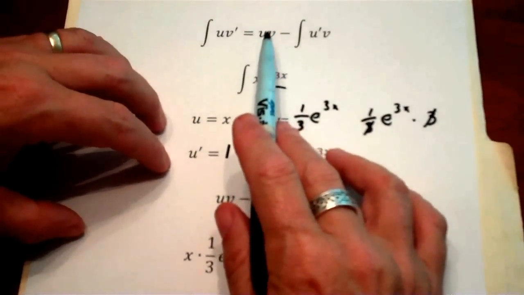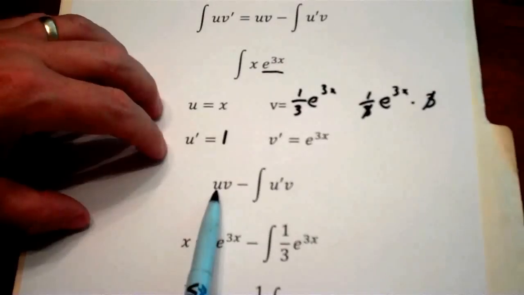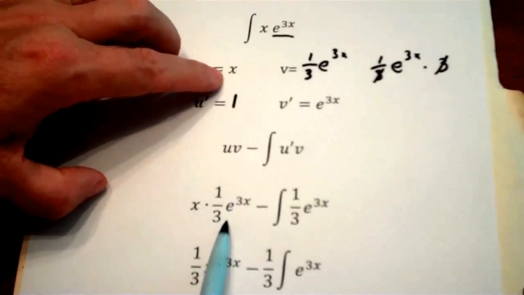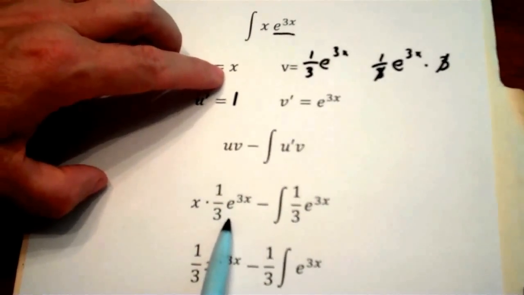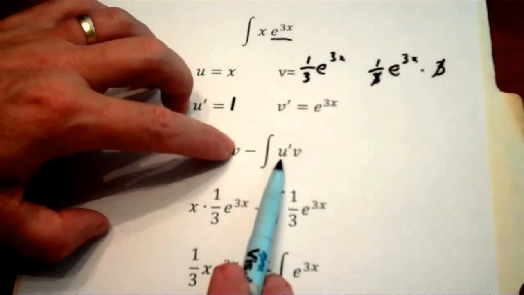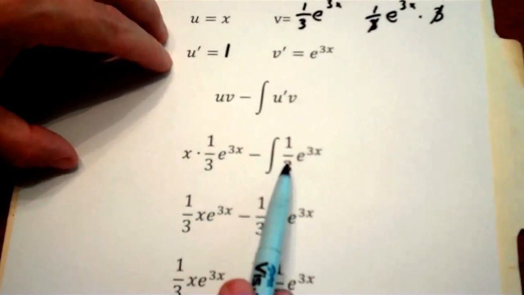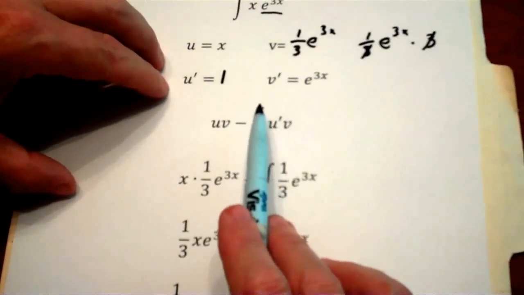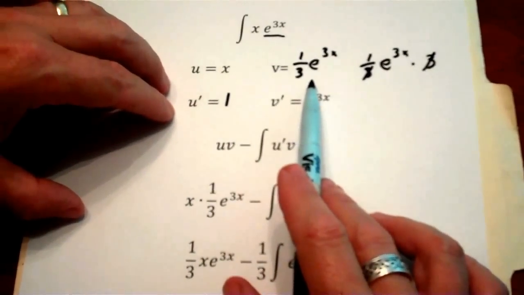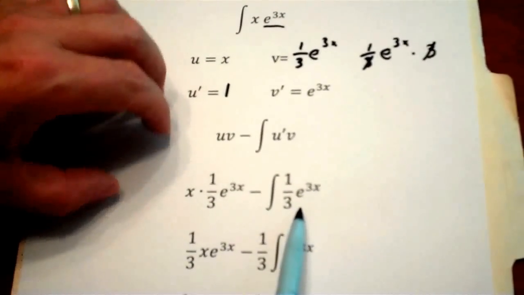The first thing I have in my formula is uv. So in this case, specifically, I substitute x for the u, and for the v, I substitute 1/3 e to the 3x. Now I need minus u prime, or the derivative of u, times v. U prime, remember, was just a 1. That was the thing we wanted to happen, because now when I take u prime times v, 1 times 1/3 e to the 3x, frankly, is just 1/3 e to the 3x.